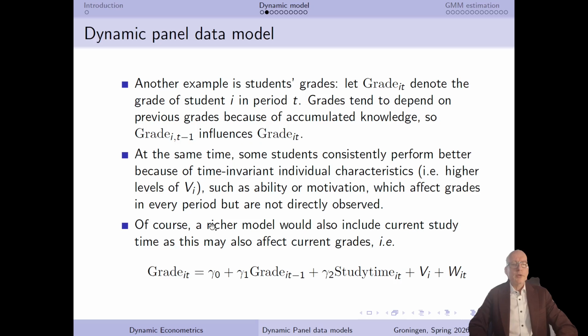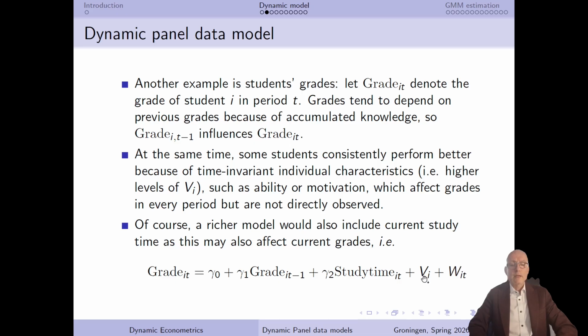Of course, what we could do is look at an even richer model that would also take into account the study time of the students. So again what we are going to get is grade IT at the left hand side. At the right hand side we get gamma 0 plus gamma 1 times the grade IT minus 1, so the grade in the previous period, plus gamma 2 times the study time IT, so the time that you have been studying for this particular exam, plus VI plus WIT.